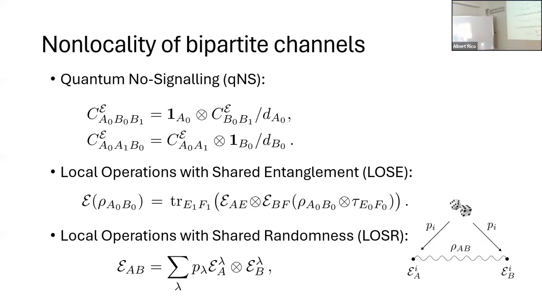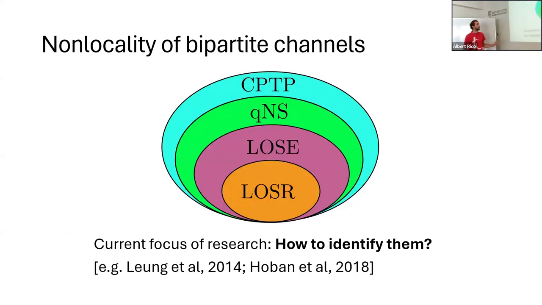So you have Alice, you have Bob, you have the state upon which you want to apply your channel, and you share a resource. In this case, in the localizable channels or in most of the channels, this is an entangled state. They will share an entangled state. Okay. And these channels have this set structure. We have the whole set of completely positive trace preserving maps. Inside, you have the non-signaling channels. Inside, you have the localizable channels and the other channels.